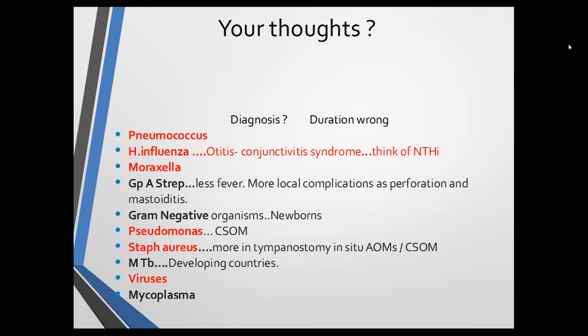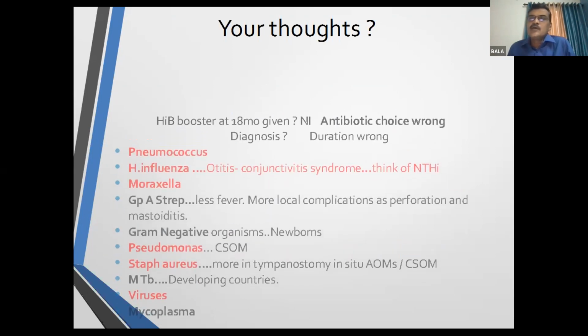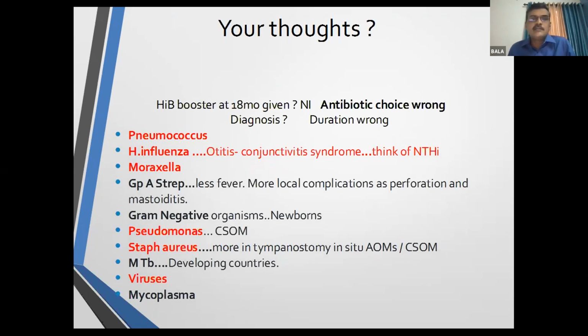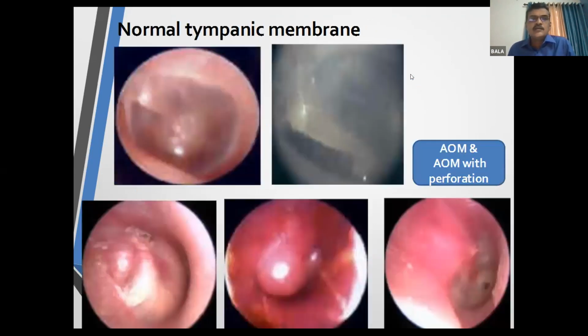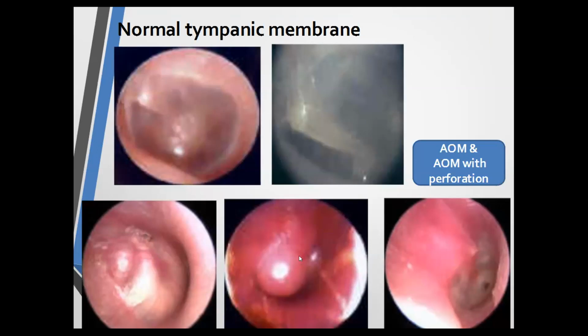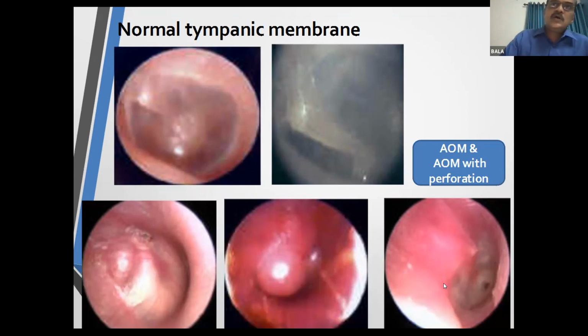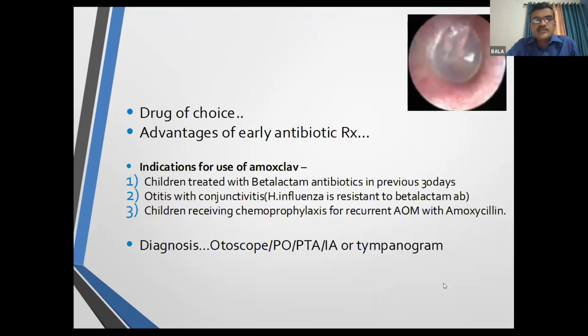Otitis media is a spectrum of disease where you get acute otitis media, otitis media with effusion, and CSOM. You can see in this picture a dull, lustreless normal tympanic membrane on otoscopy. If it is acute otitis media, you will get an erythematous bulging. And in the last picture, you can see the perforation if it is not properly treated. So in this case, the diagnosis may be correct, but the antibiotic choice is wrong.